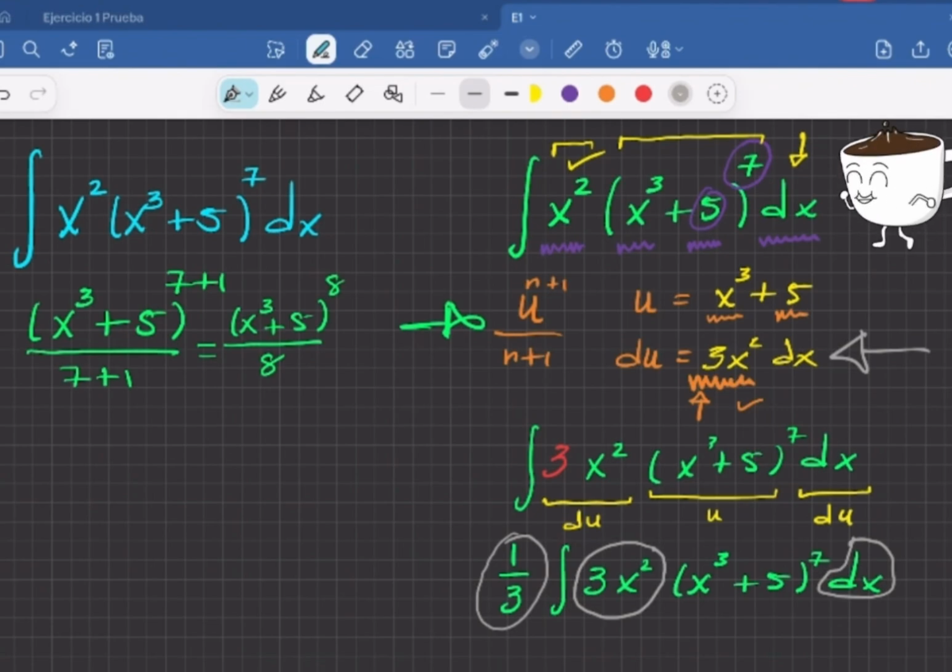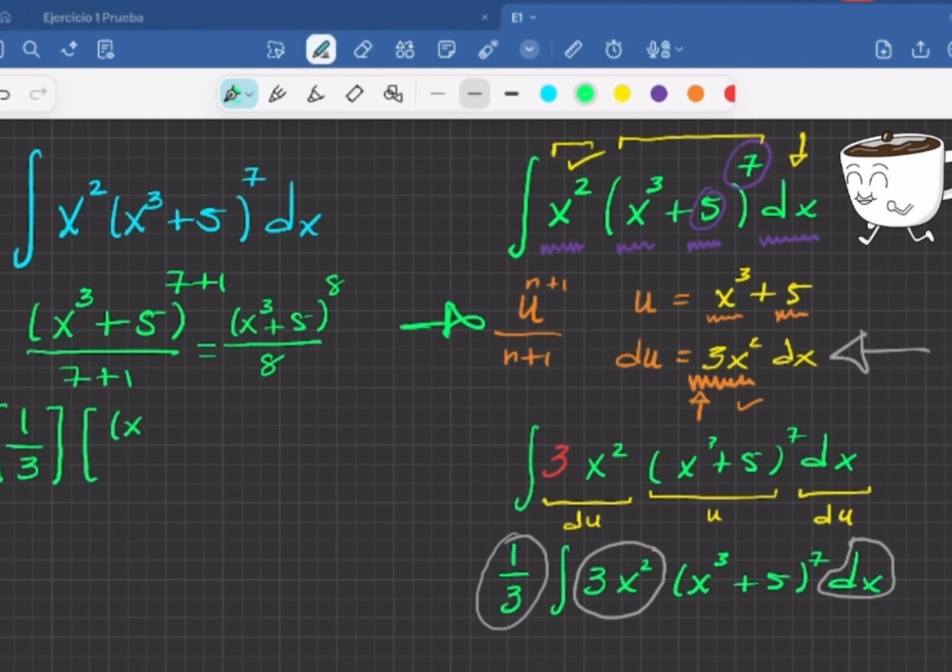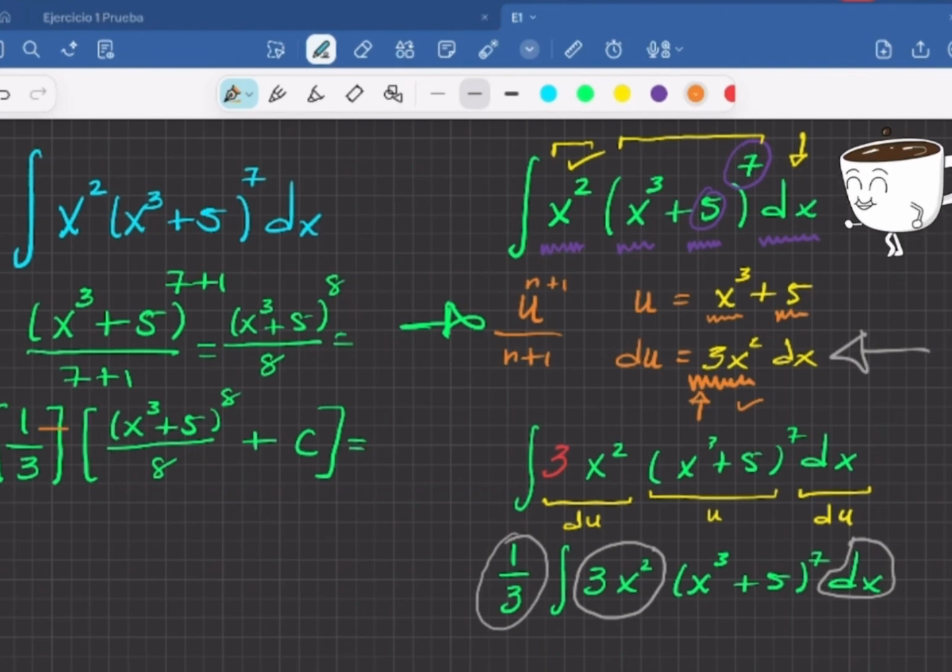That 1/2 was going to multiply our whole integral solution. In this case, as we have 1/3 left outside of the integral, that third will multiply our solution. Then how would we stay here? We would have as a result 1/3 multiplying (x cubed plus 5) to the 8th over 8, plus C. Here you can add the C at the end, nothing happens. Okay, very well. We perform a multiplication of fractions in this case: the 1 multiplies the top, and this 3 will multiply the 8.